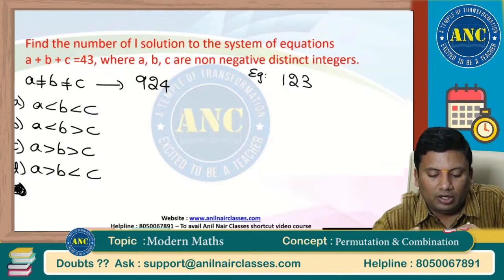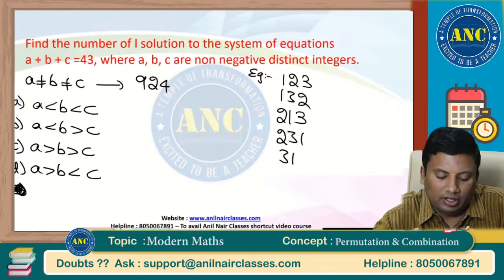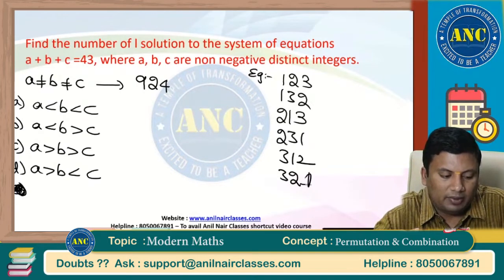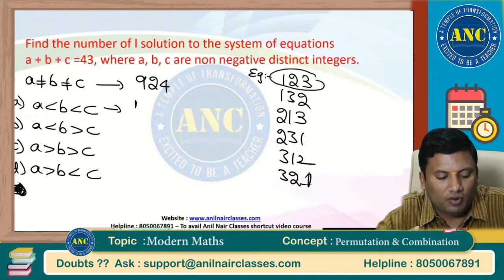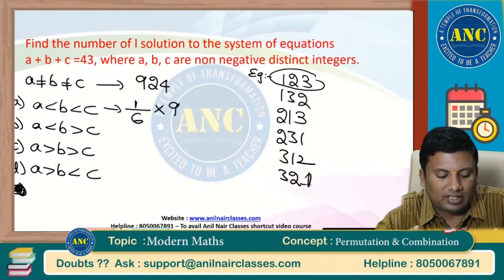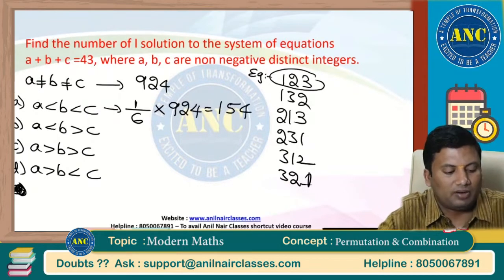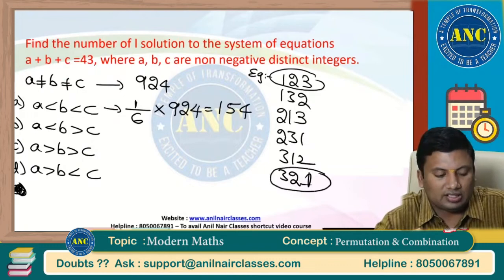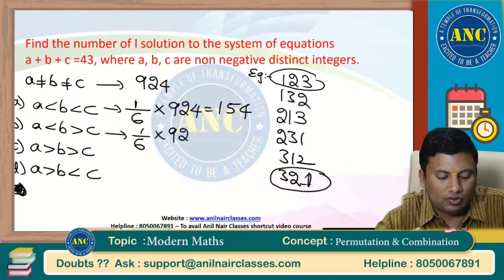Now see here, if three numbers can arrange among themselves, for example 1, 2, 3, in how many ways can it be arranged? 1, 2, 3; 1, 3, 2; 2, 1, 3; 2, 3, 1; 3, 1, 2; 3, 2, 1. 6 ways it can be arranged. So there is only one way for A less than B less than C, 1 out of 6 cases. 1 by 6 into 924 is 154. There is only one case where A is greater than B greater than C. 1 by 6 into 924 is 154.